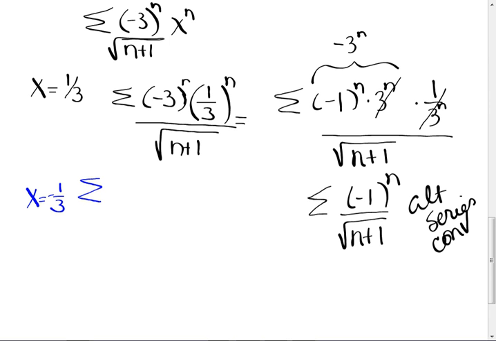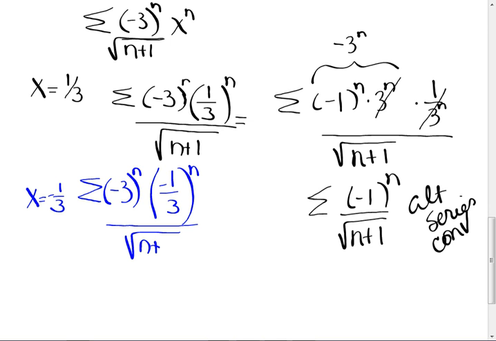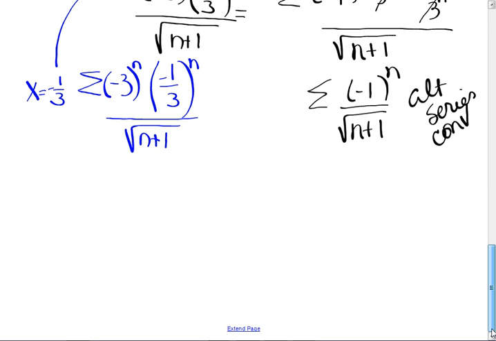It's the summation of negative 3 to the n. And what am I going to put in here, Eric? Negative 1/3 to the n, all over the square root of n plus 1. I put in x equal to negative 1/3. What's going to happen to the negatives? I can write it out if you want me to. They're going to cancel out, aren't they? Because this is really negative.